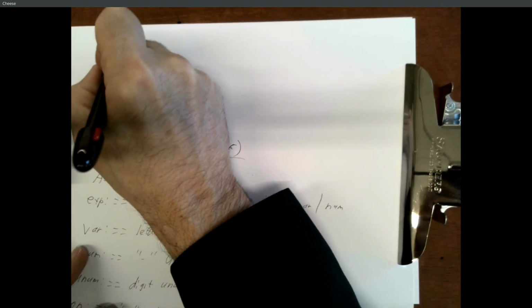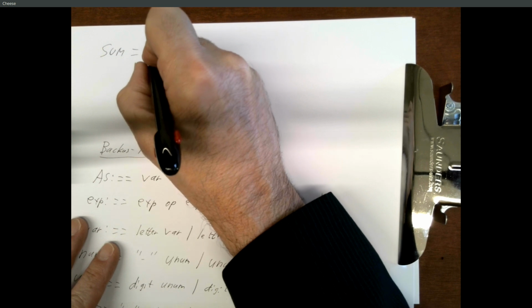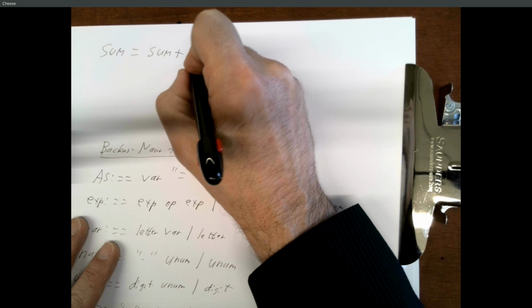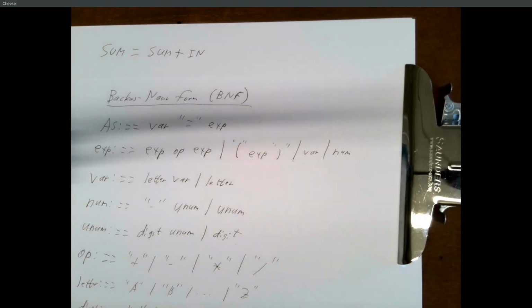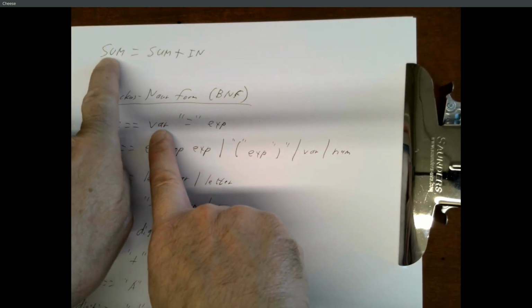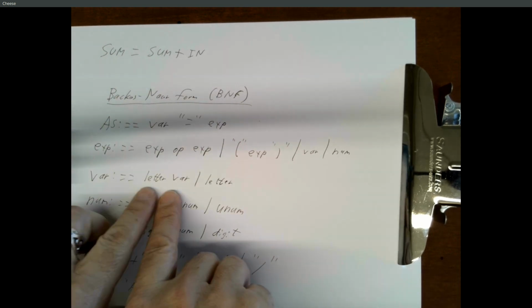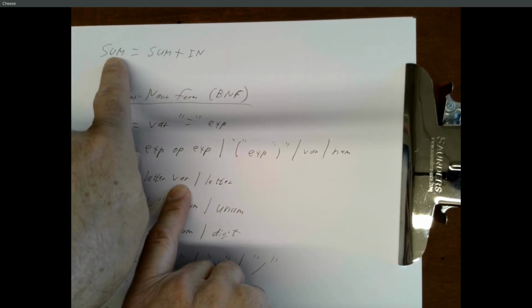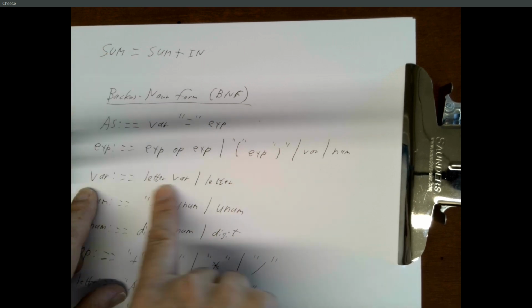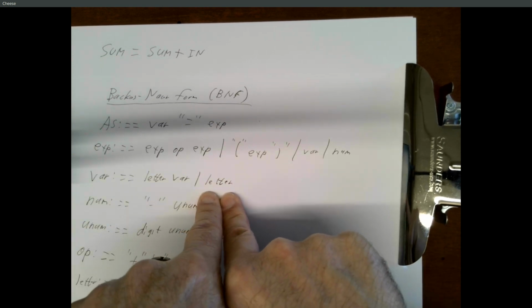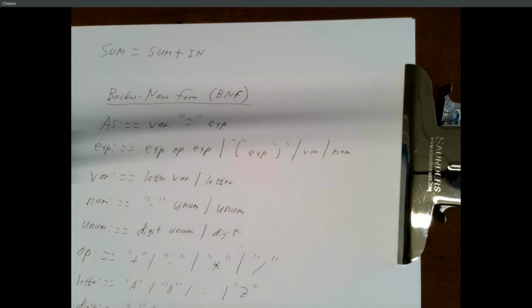So sum equals sum plus in. Okay, this should parse successfully as an arithmetic assignment statement. Why? Sum would have to be a variable. There's an equal sign. Sum plus in would have to be an expression. Okay, what's a variable? It's a letter followed by a variable. Well, SUM is an S followed by a UM. UM is a variable because it's a U followed by a variable. M is a variable because it's a letter. Okay, so this is capturing our notion of what is a variable.